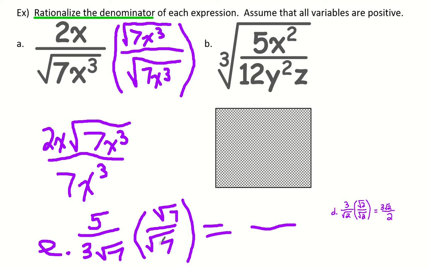But here, keeping it more simple, just doing the minimum, all you got to do is multiply by root 7. So the 3 is just there, and then the root 7 times root 7 will just be 7. And so your final denominator is going to be 21. And the top here would just be 5 root 7. So your final answer here would be 5 root 7 over 21. And then you'd be done. Okay? So I'm going to try to keep the homework as basic as possible. Feel free to let me know if you're having any problems, okay?